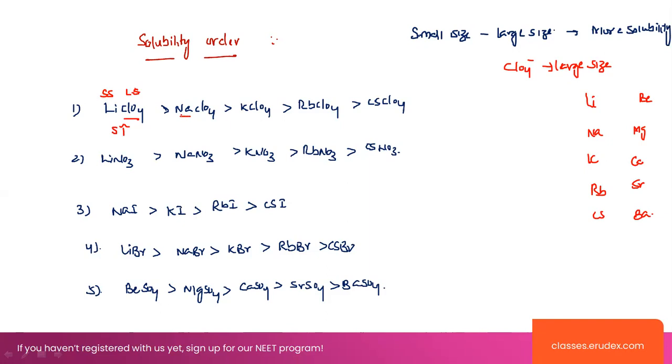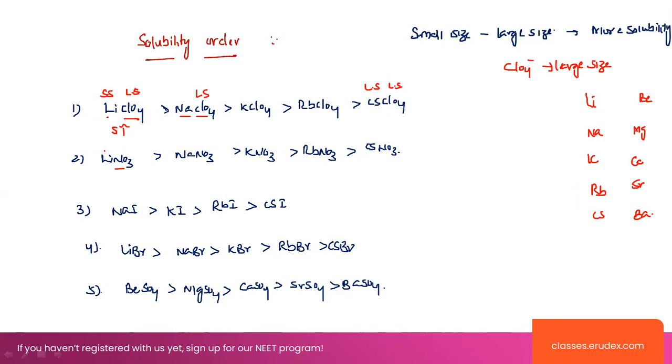Coming to the sodium, from top to bottom, the size increases with increasing atomic number as the number of shells increases. So the size increases, and this is the large size here. In this case, large size and large size, so solubility order will be decreasing. This has the more solubility.